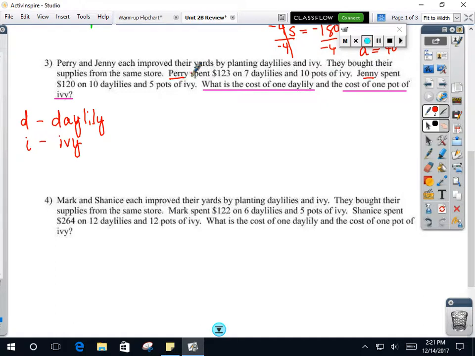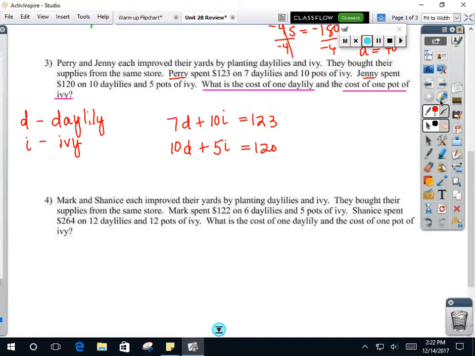Perry's scenario is that he spent $123, so that's his total, and that was from purchasing 7 daylilies and 10 pots of ivy. Okay, he purchased 7 daylilies and 10 pots of ivy, and his total was $123. Jenny spent $120, so her total was $120, and she spent it on 10 daylilies, so 10D, and 5 pots of ivy, so 5I.